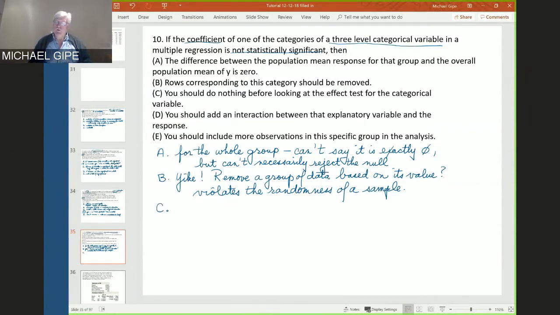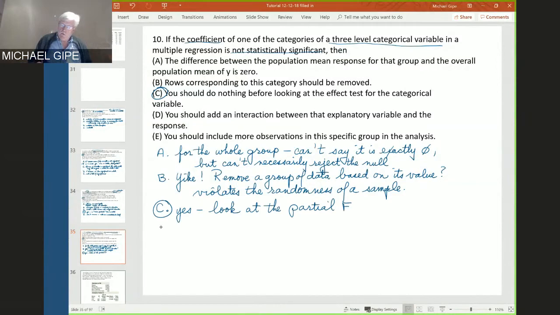How about C? You should do nothing before looking at the effect test for the categorical variable. Yes, that is correct. Look at the partial F. That is the effect test for that categorical variable with all of its levels. So that is the correct answer there.